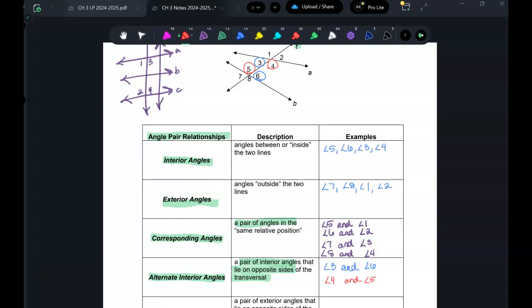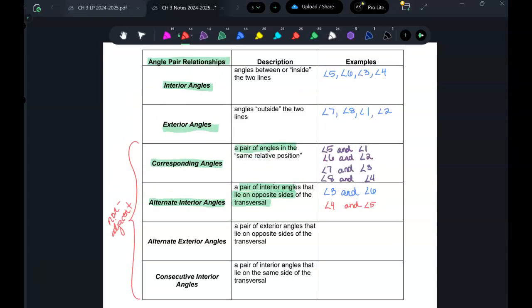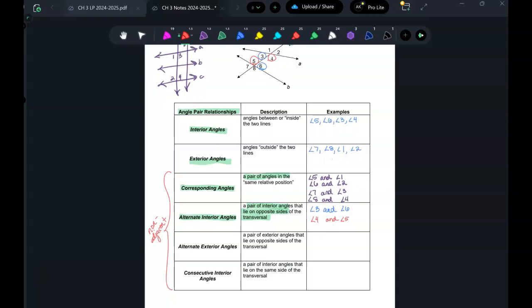So notice all 4 of those are interior angles, but a pair of them have to be on opposite sides. Also, just one quick note, all of these angles are non-adjacent. Corresponding, alternate interior, alternate exterior, and consecutive interior, which we'll do, none of them can be adjacent to each other. Angle 3 and 4 would actually be what kind of angles? Linear pair. And 5 and 6 would also be a linear pair. So linear pairs can't be any of these.